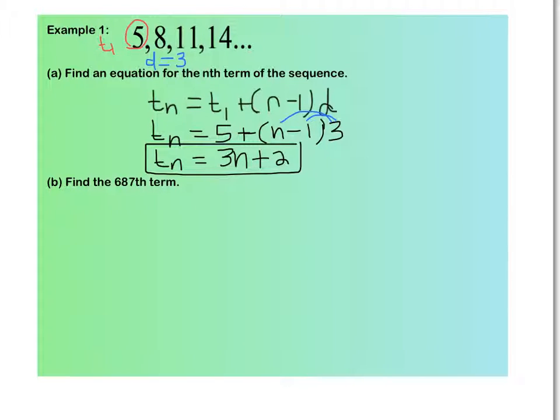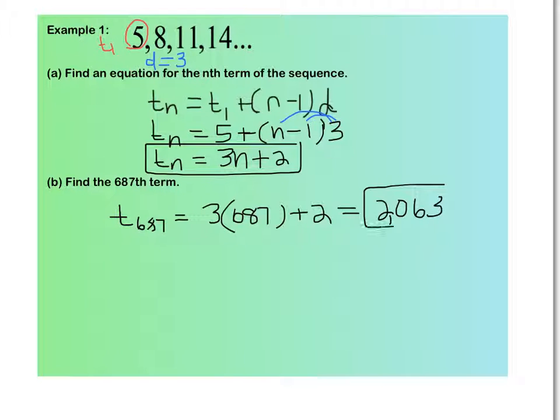So then the next question is to find the 687th term. Now we wouldn't want to add 3 that many times, so instead we just want to use the formula. So the term 687 is equal to substituting 687 for n. And in that case, that term would be 2063.